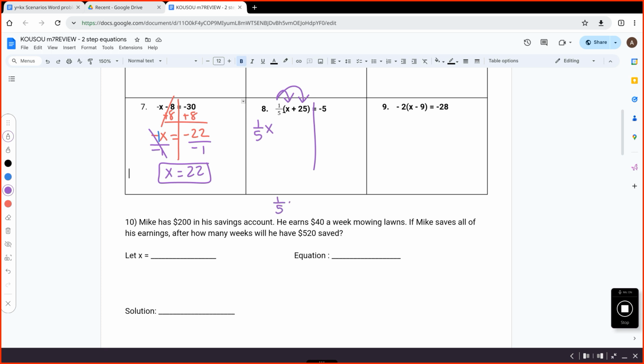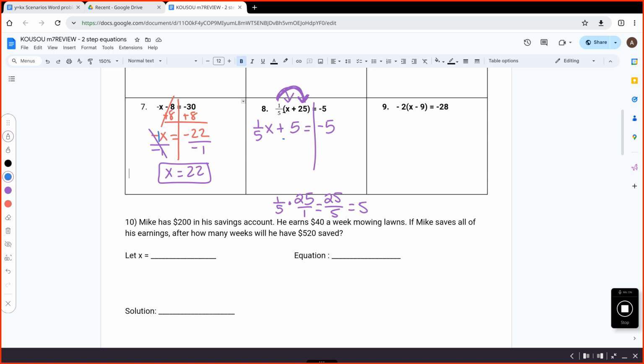So 1/5 times 25. How do we multiply a fraction times a whole number? We put the whole number over 1, and then you multiply across and simplify. So 1 times 25 is 25. 5 times 1 is 5. And 25 divided by 5 is 5. So if you need to show that work in order to do this step here, where you do 1/5 times 25, then do that. So we have 1/5 x plus 5 is equal to negative 5.